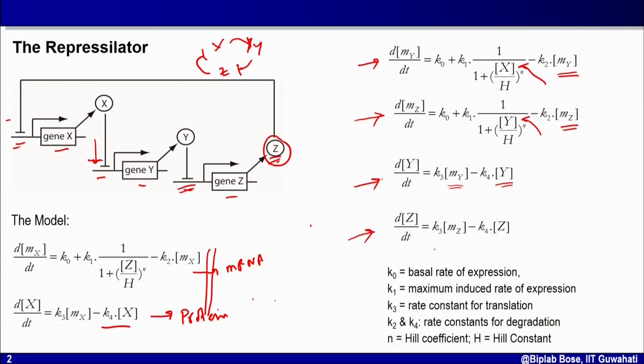So if I just brief, K0 is the basal rate of expression which is coming because of the leaky expression from this promoter. K1 in all cases is the maximum induced rate of expression, that is the maximum rate of transcription when it is induced. K3 is the rate constant for translation. K2 and K4 are rate constants for degradation of mRNA and protein. H is the Hill constant in the inverse Hill function or the negative Hill function, and n is the Hill coefficient. So I have this set of 6 ODEs.